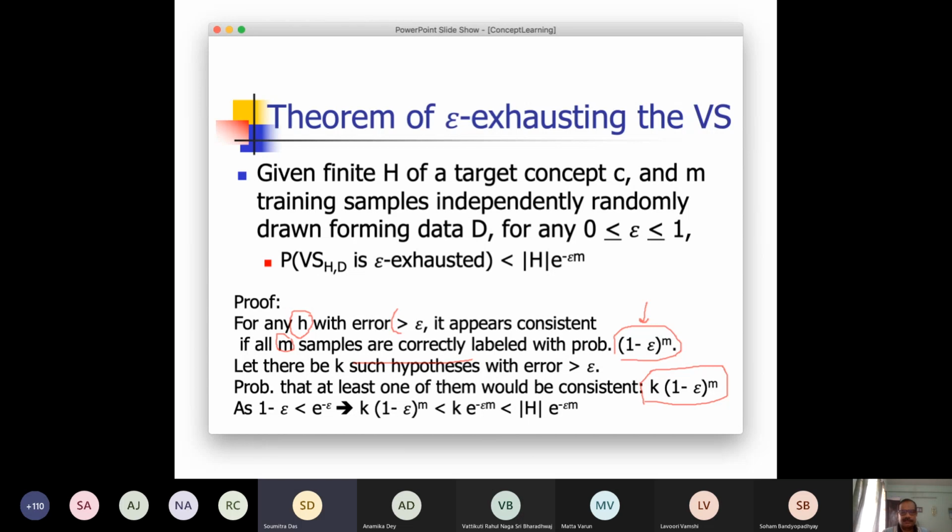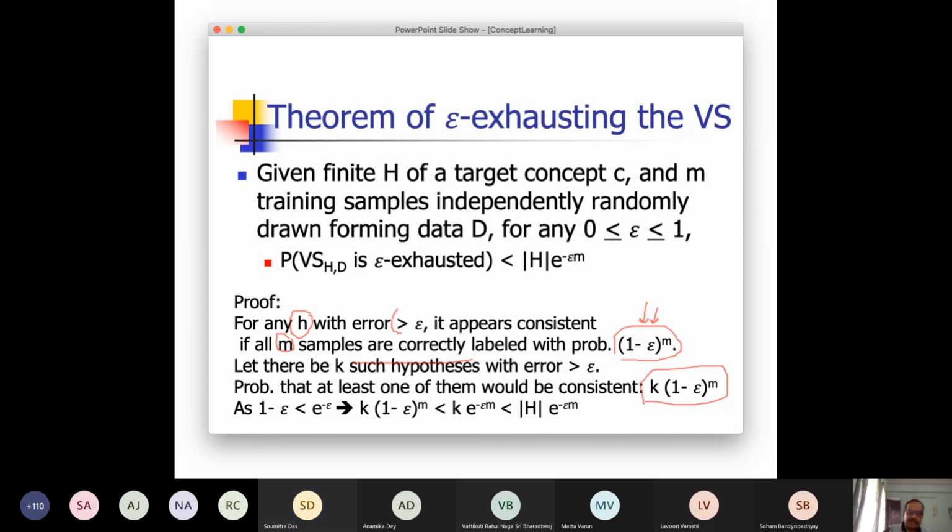Sir, but are we not counting something extra? Suppose we assume that one hypothesis is consistent, so it is (1 minus epsilon) to the power m. Then again we consider the second hypothesis is consistent. So there can be some intersection. Right, for every consistent hypothesis, (1 minus epsilon) to the power m is the maximum probability that its true error is greater than epsilon. Yes, sir.